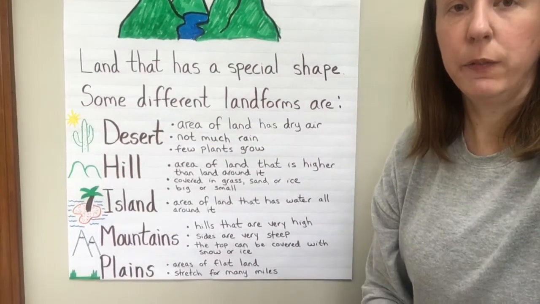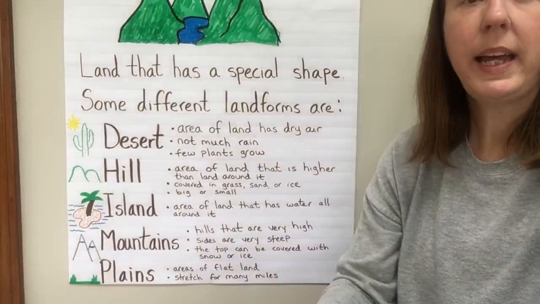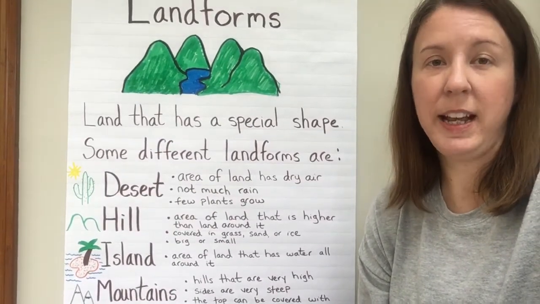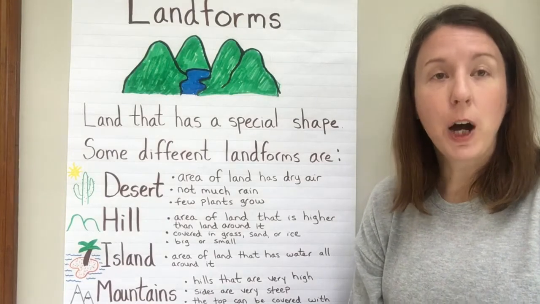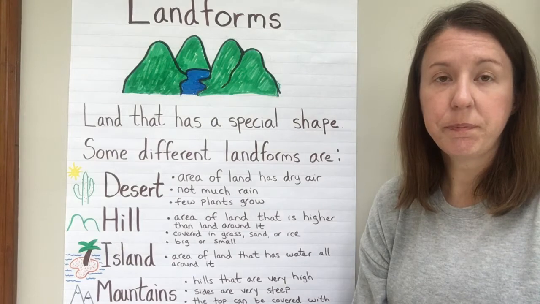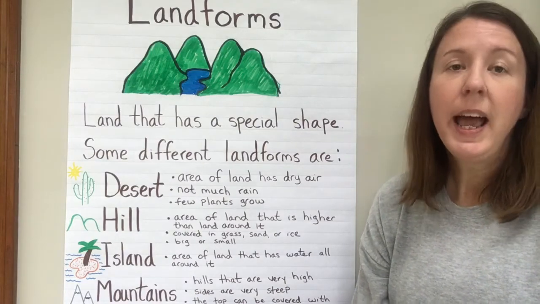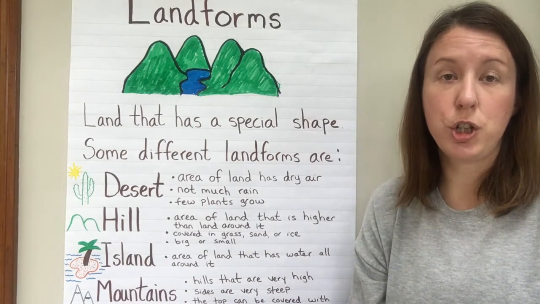And the last landform is plains. Plains are areas of land that are mostly flat, and they stretch for many, many miles. So a lot of farms are on plains, and even cities. So those are just a few fun facts about landforms. And now I'm going to talk about activities that you can do with your child.